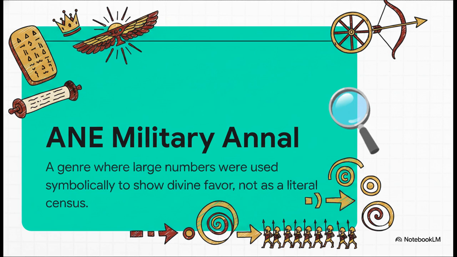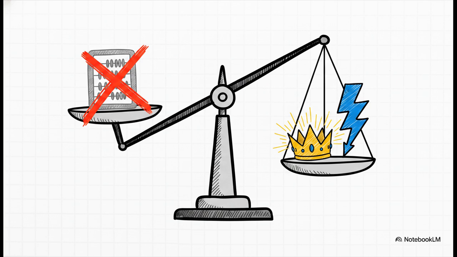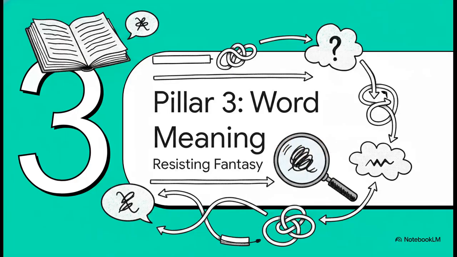They were a symbolic way to brag about your king's power or show that the gods were on your side. And boom, just like that, by getting the genre right, the problem just evaporates. The point was never about giving us precise census data. It was about making a powerful rhetorical claim about God's incredible power and how he provided for his people. The genre is everything. And that brings us to our third and final pillar, being disciplined with the words themselves.